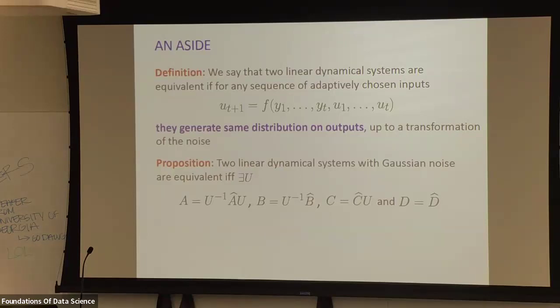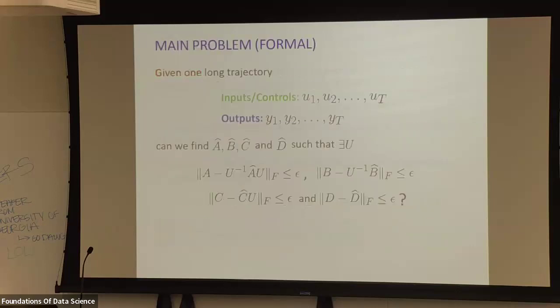It's a very easy proposition to prove. But what I claim is that this defines my appropriate notion of parameter distance. This is what it means for two LDSs to be equivalent. And what I'm going to want to do is to try and learn estimates A hat, B hat, C hat, and D hat that are close in this metric, such that there exists a transformation U and they're close after applying that change of variables.